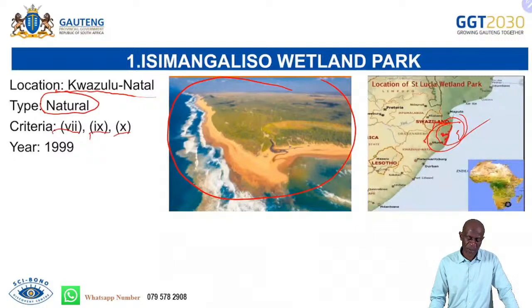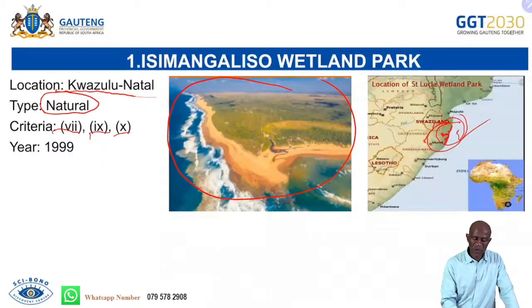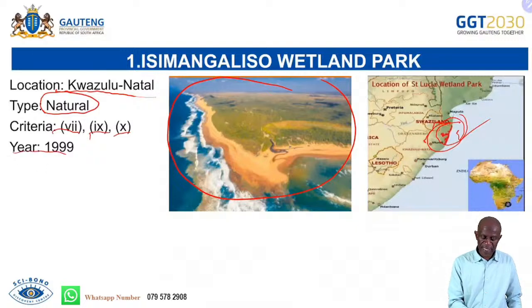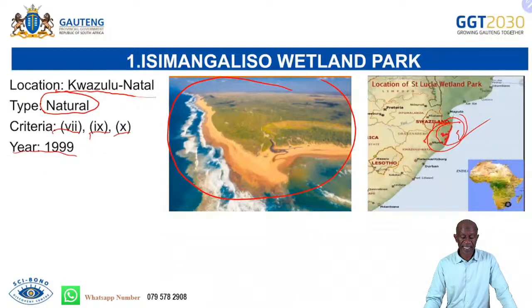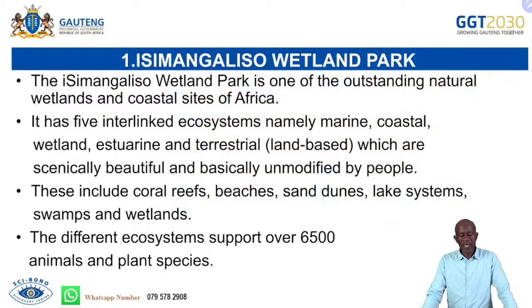So the year of inscription, the year in which Isimangaliso Wetland Park was declared a World Heritage Site, was 1999. Now, here are the important features of the Isimangaliso Wetland Park. I'm emphasizing the name because I want you to internalize it and be in a position to write it as is when you are asked.